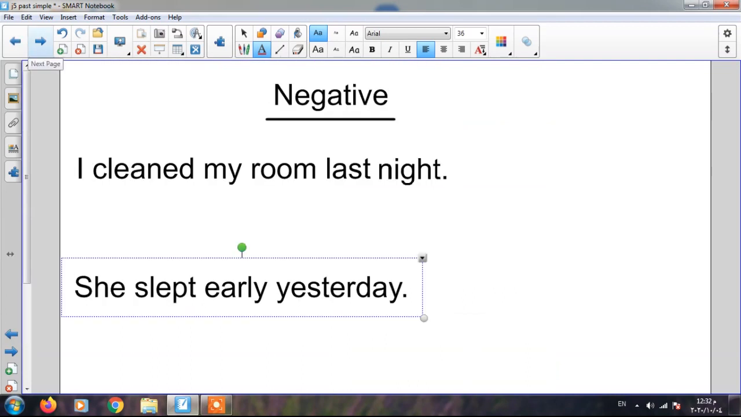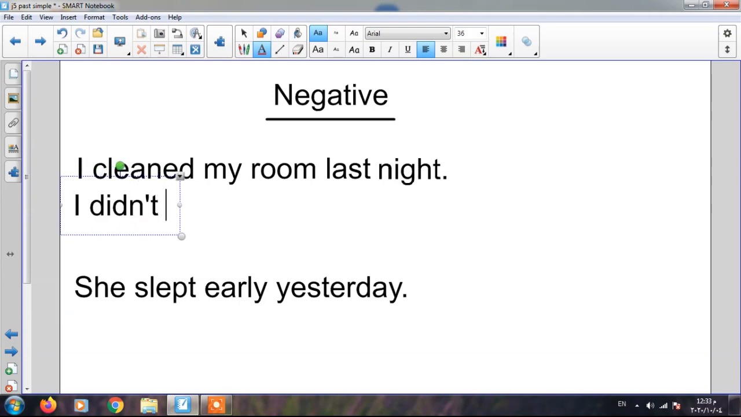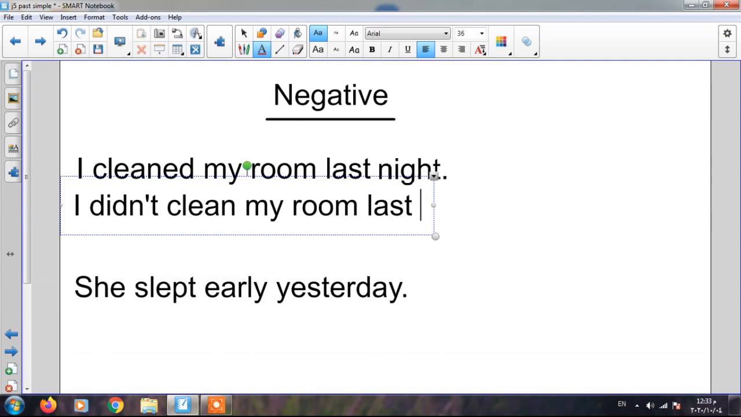The next part will be the negative form. The last part was the affirmative form. Affirmative means a normal sentence. And now we'll move on to the negative form. And we all know negative means that I have to put not. So let's look here. I cleaned my room last night. Now I need to change this sentence to negative. Do you remember how can I change it to negative? That's correct. I have to use didn't. So I will say I didn't. Do you remember that after didn't or after did, I have to put the verb in the infinitive form? So cleaned will be clean. So I didn't clean my room last night.